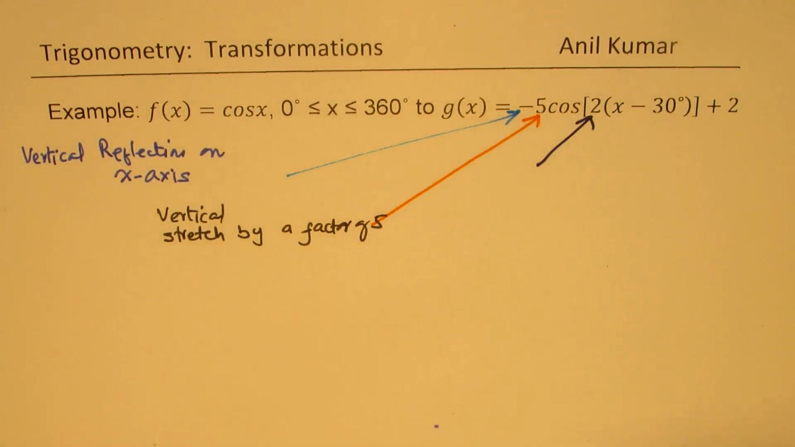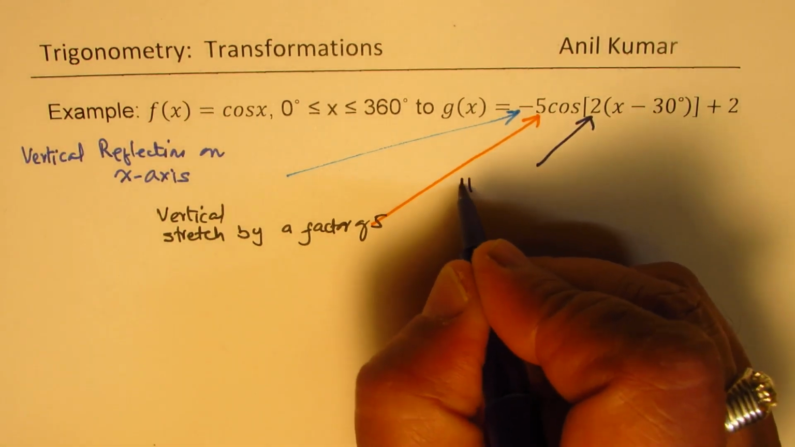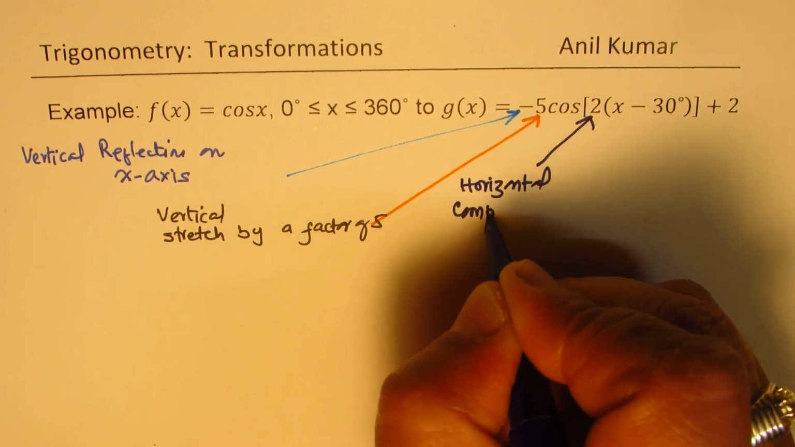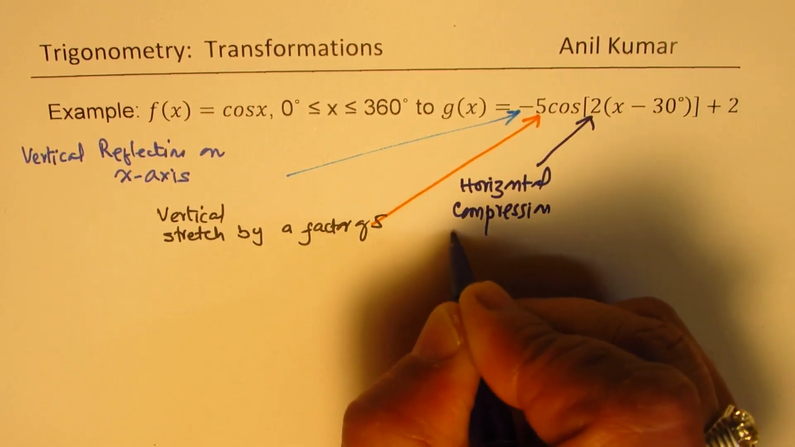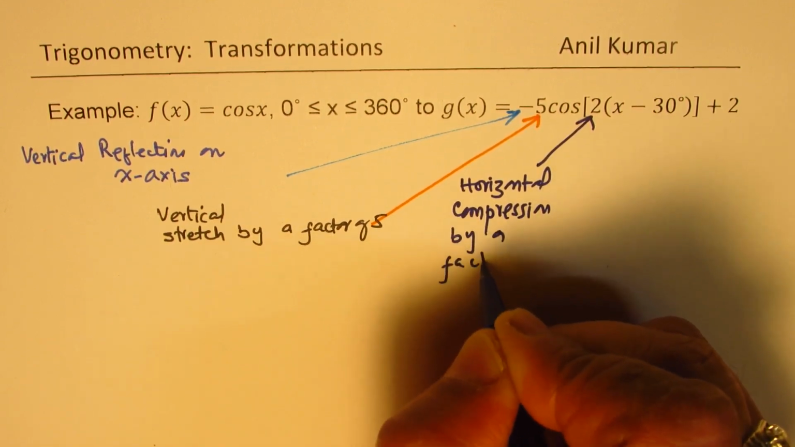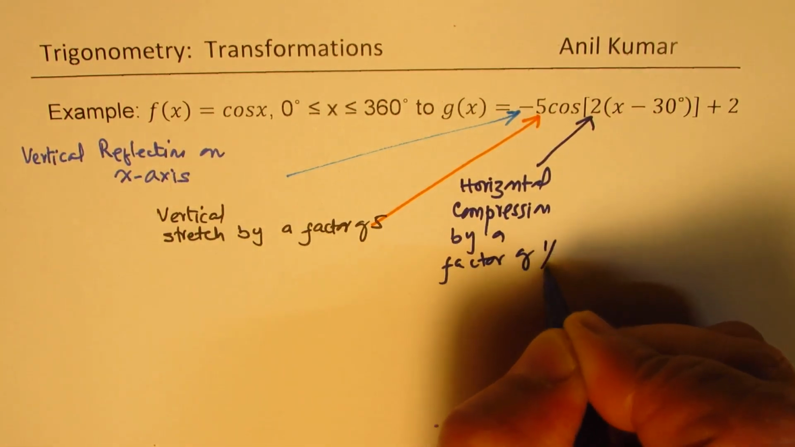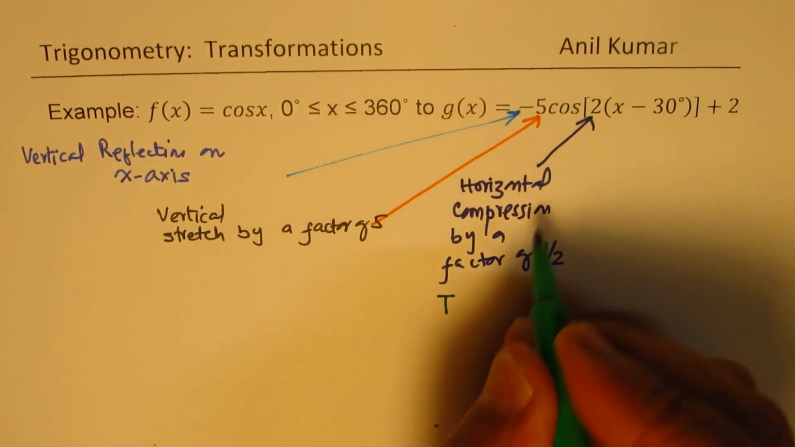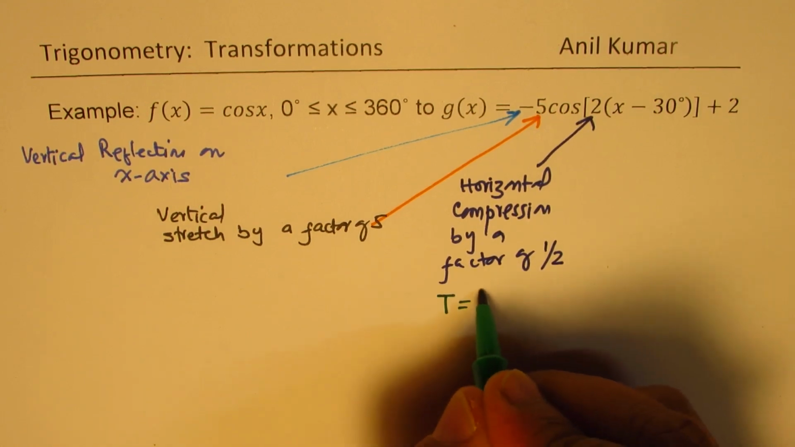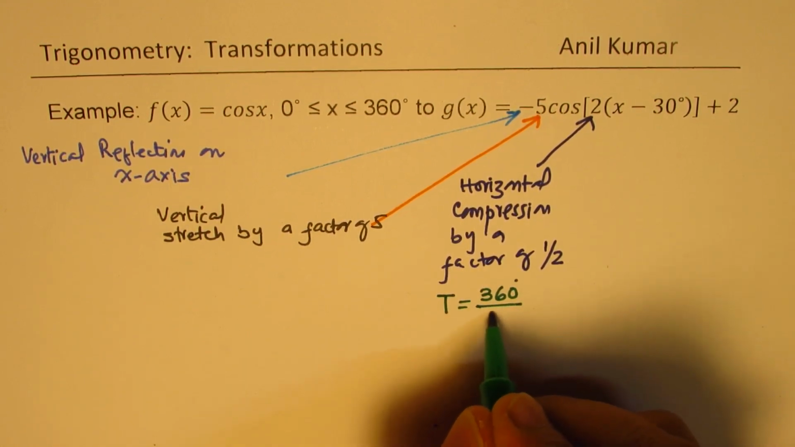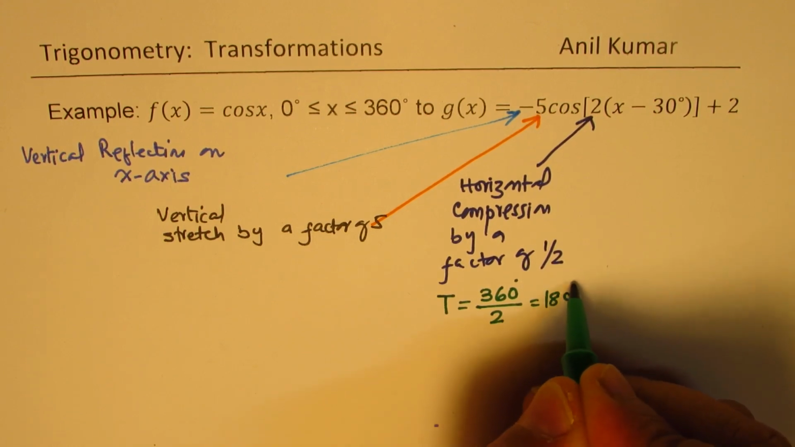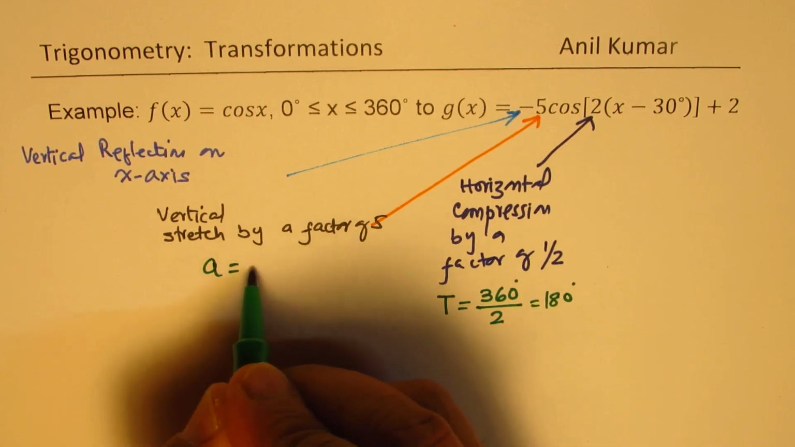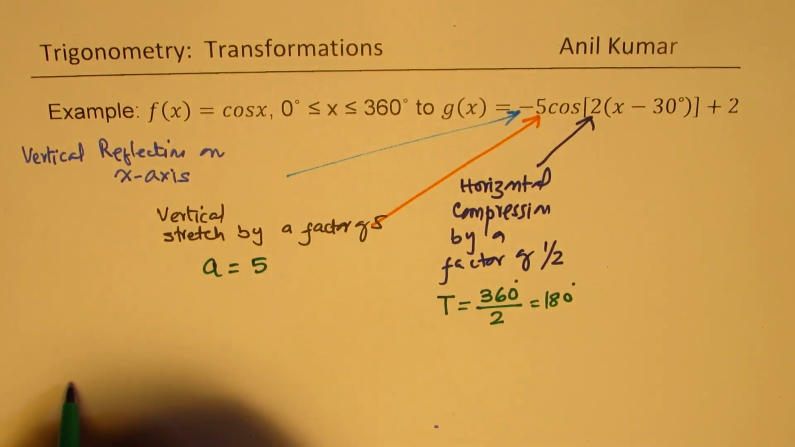The parameter 2 represents a horizontal compression by a factor of half, right? It results in a time period change, right? So here the time period will become 360 degrees divided by 2, which is 180 degrees. Here the amplitude A becomes 5. Do you see that?